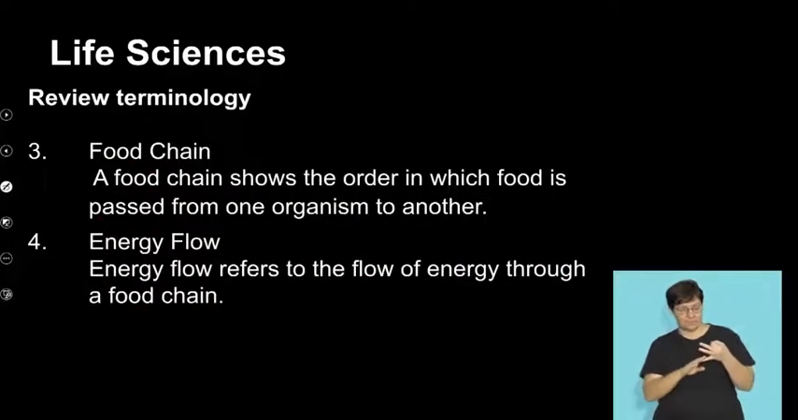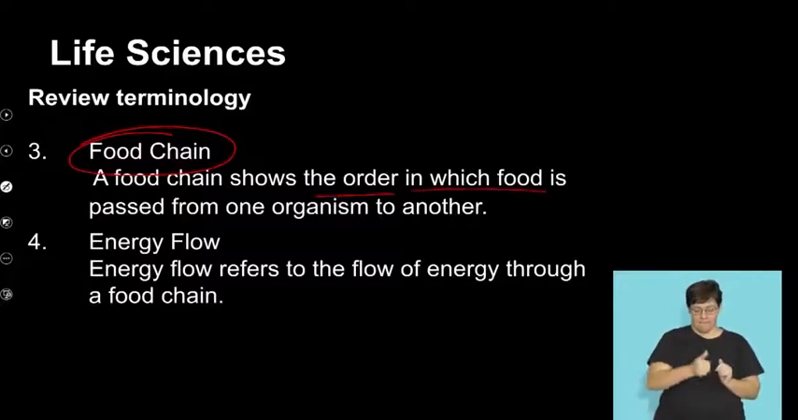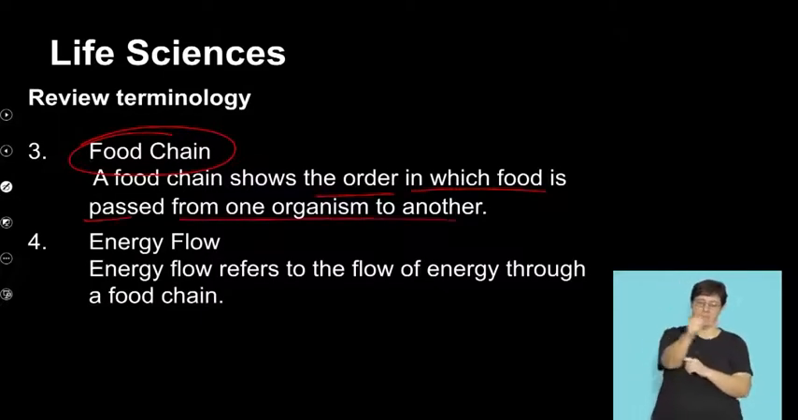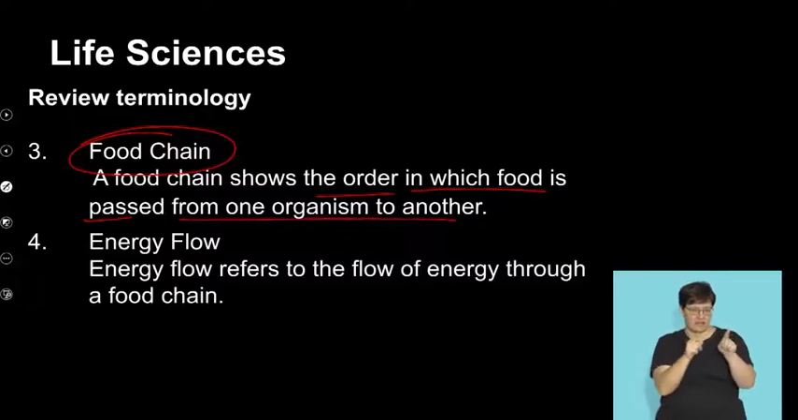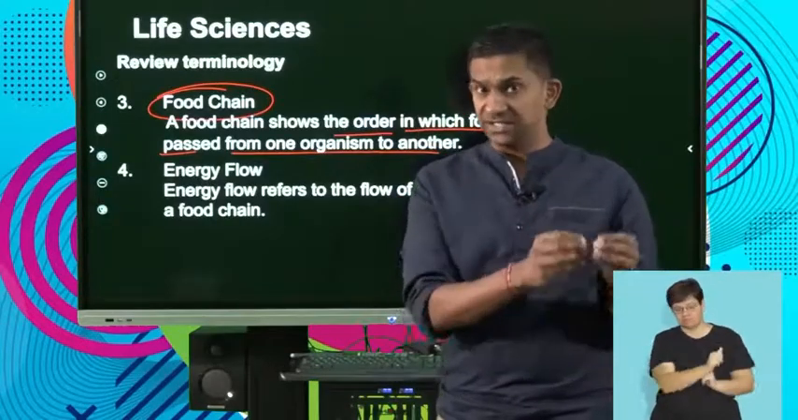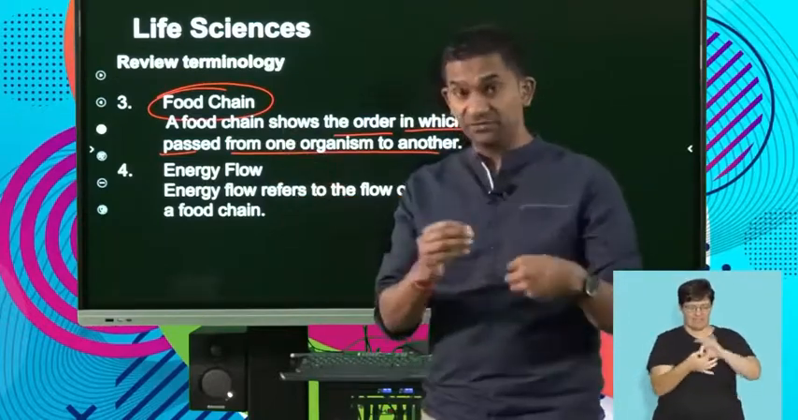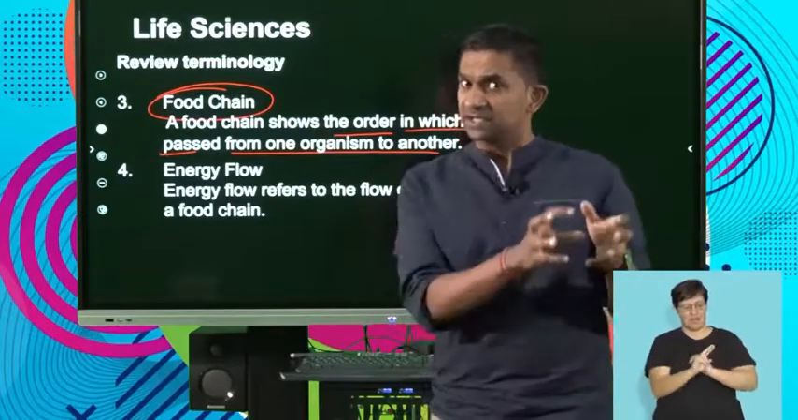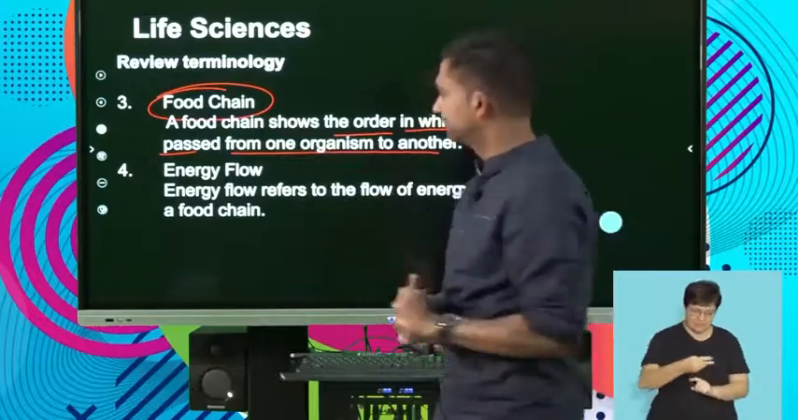Further to this is the concept of a food chain, which we will unpack in a little while. But food chains show the order in which food is passed from one organism to another. So essentially, when we see organisms feeding on each other or the energy being transferred from one level to the next, we would say that that can be represented in a series of events, or in this case, using a chain of representation. So we represent the transfer of energy from one organism to the next using food chains.